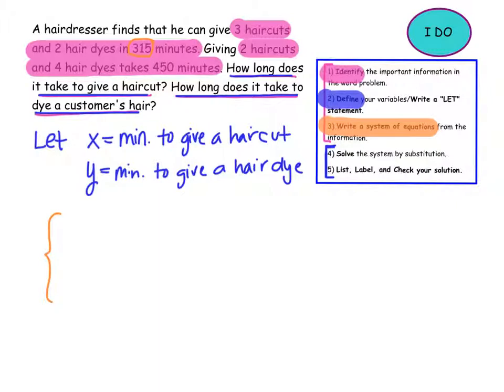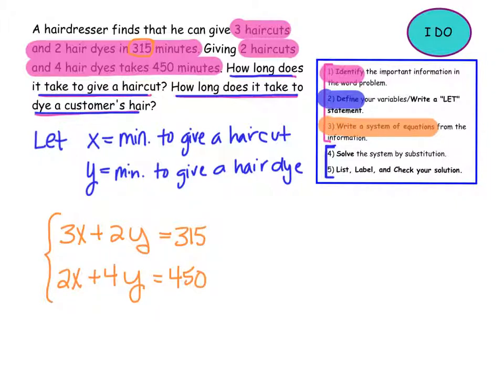315 is a total, so I'm going to have something equals that 315. And it's going to be 3 haircuts at X minutes and 2 hair dyes at Y minutes takes 315 minutes. Similar with the second statement, 2 haircuts at X minutes and 4 hair dyes at Y minutes take a total of 450 minutes. And so right there we have our system.